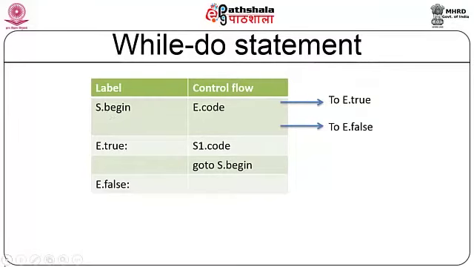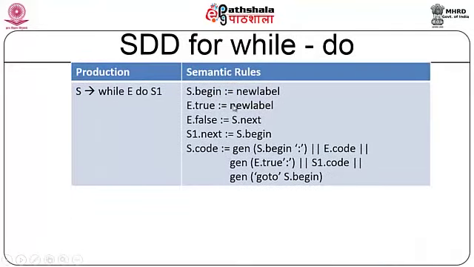So, here you say S1.next is equal to S.begin and you have to generate code. So, what will you generate? You first generate the label S.begin, then you evaluate E.code, followed by a label corresponding to true, then you generate code corresponding to S1, and then you issue an unconditional jump, goto S.begin.